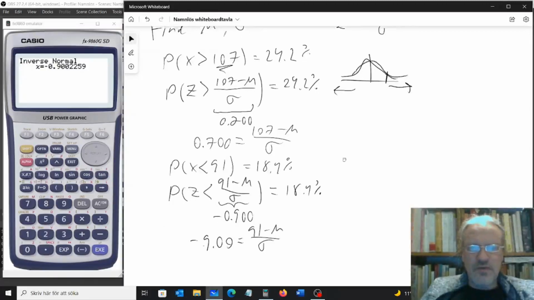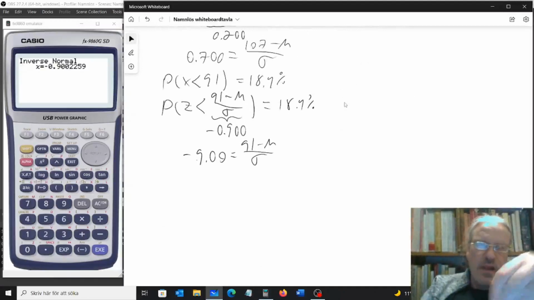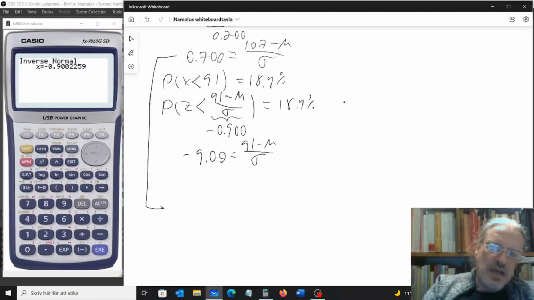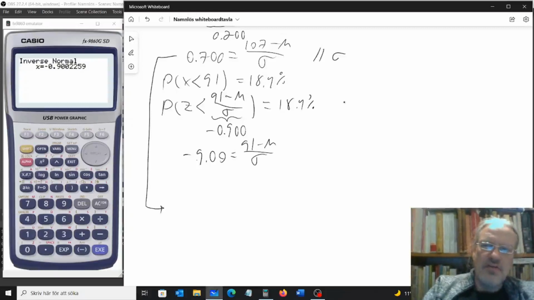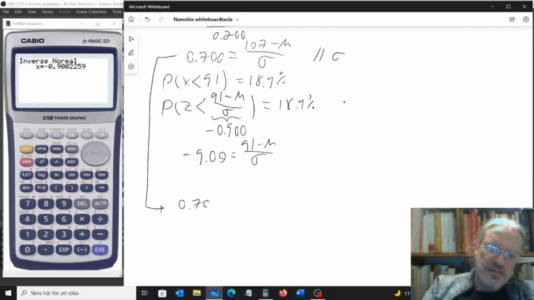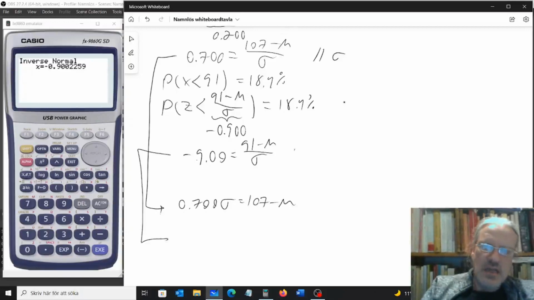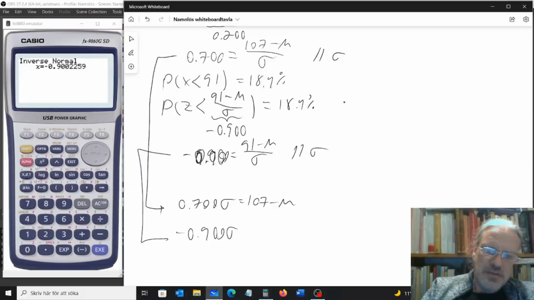So how can we use these two facts? We can combine these now. We take the first one, and I would multiply up the sigma. So I get 0.700 sigma equals 107 minus mu. I take the second equation. I would multiply the sigma up again. So minus 0.900 sigma equals 91 minus mu.